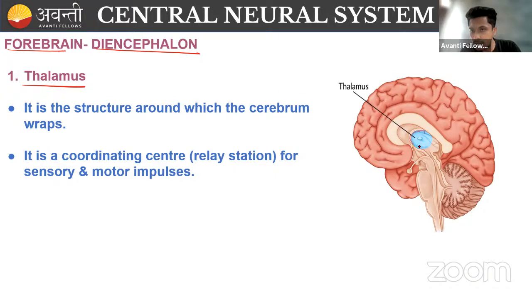Now, this is your thalamus. When we talk about the thalamus, it is wrapped by your cerebrum, first thing. And what is the role of your thalamus? The thalamus is like a relay station for most of your sensory as well as your motor impulses. What are your motor impulses? For example, if you have a particular touch or a particular excitement, like your reflex actions.